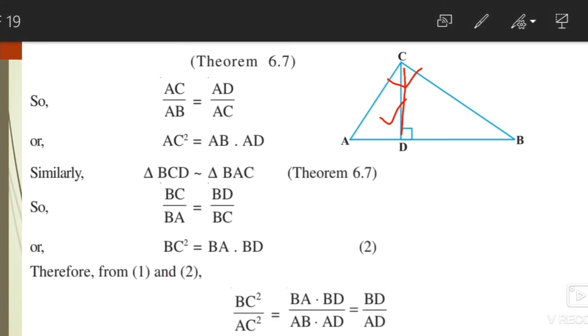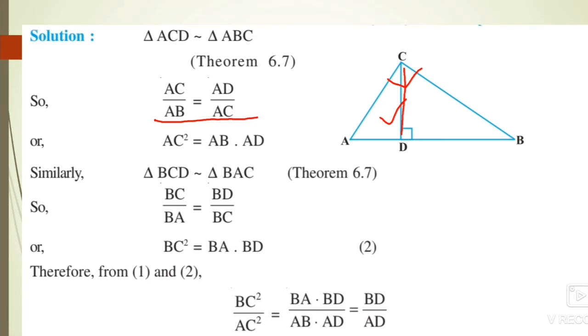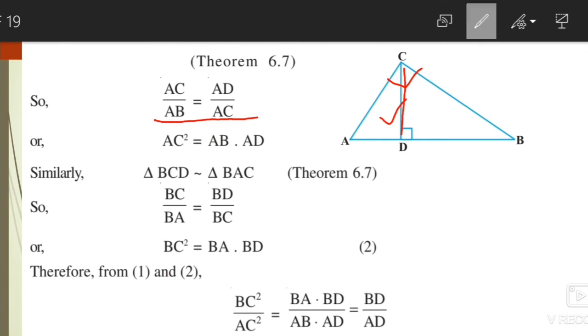Since these two triangles are similar, the corresponding ratios will be equal. That is AC by AB is equal to AD by AC. Here ACD is similar with ABC, that is vertex A corresponds to A, C corresponds to B, and D corresponds to C. That's why AC by AB is equal to AD by AC. If you do the cross multiplication, you will get AC square is equal to AB into AD.